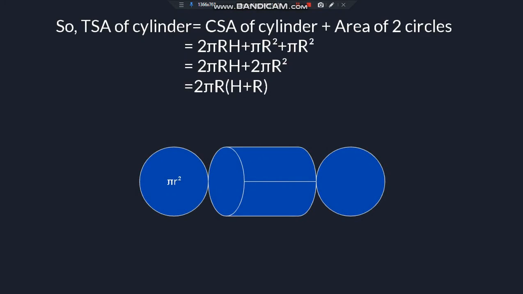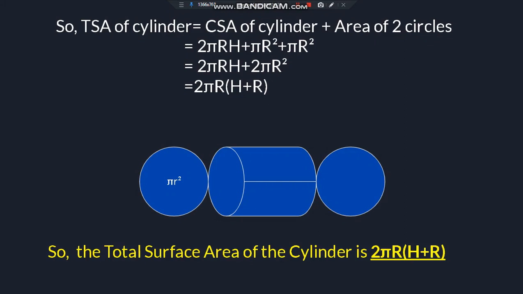circles, that would be 2 pi rh plus pi r square plus pi r square, that would be 2 pi rh plus 2 pi r square. Taking 2 pi r as common, we would get 2 pi r into h plus r. So the total surface area would be 2 pi r into h plus r.